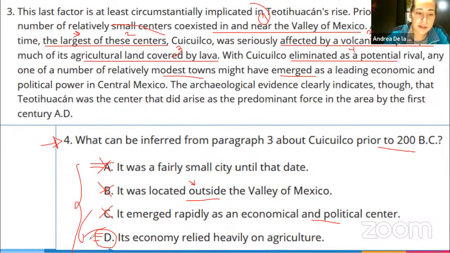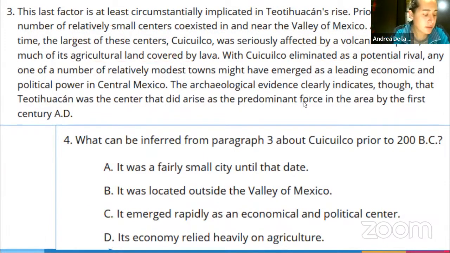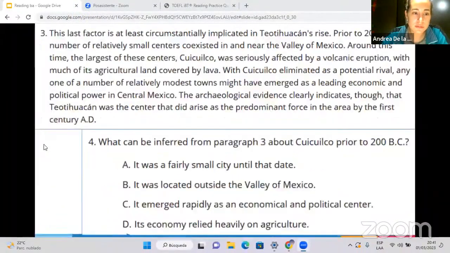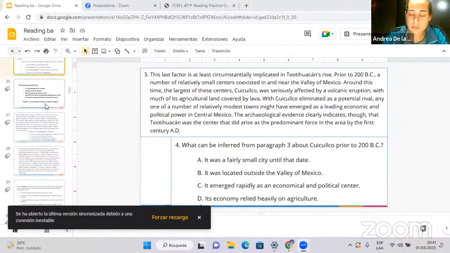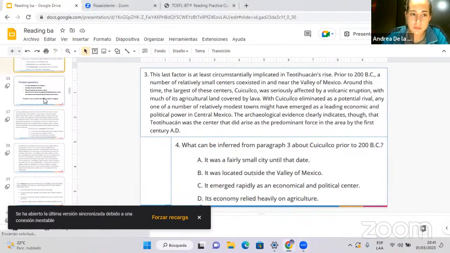Option D has to be the one. And we do have evidence. We do have this piece of information that supports what we are saying, right? Is this clear? Do we all agree that it's D then? Yes. Any questions? No questions. All right, guys.